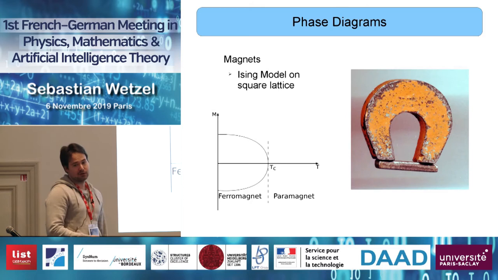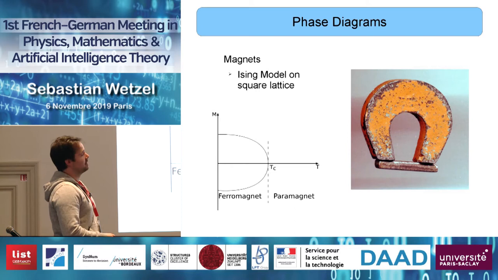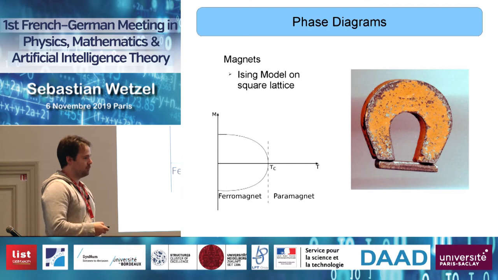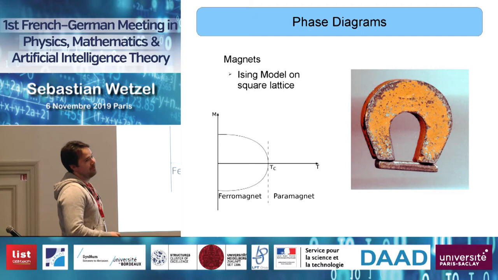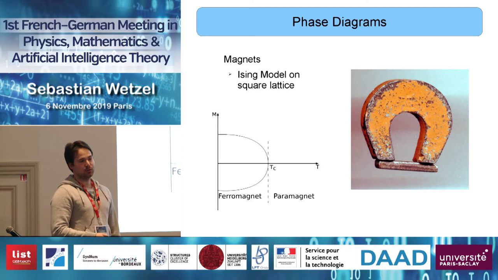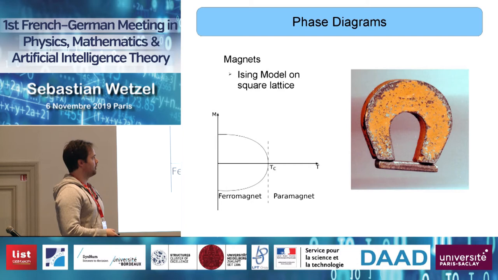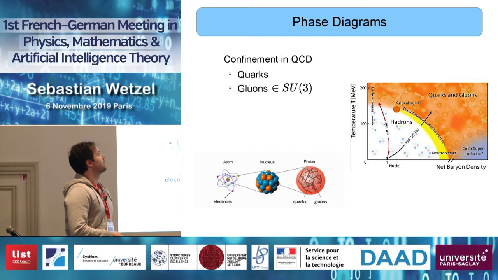So what do we want to do? We want to calculate phase diagrams. The easiest phase diagram that we want to calculate is the phase diagram of magnets. The simplest model where we know everything about is the Ising model on the square lattice, which has a paramagnetic phase above some well-known critical temperature and a ferromagnetic phase below the critical temperature. And this will be our toy model, where we introduce all these neural networks and see if they can reproduce the phase diagram successfully. Then later, we are interested in QCD, in the confinement-deconfinement phase transition in QCD.